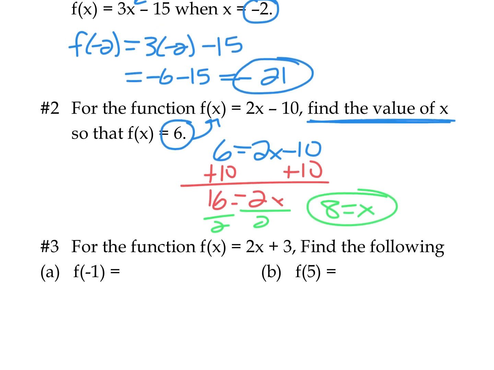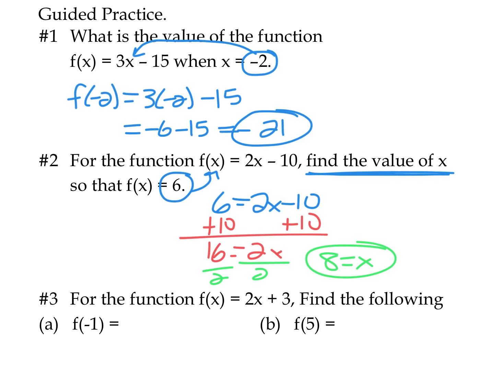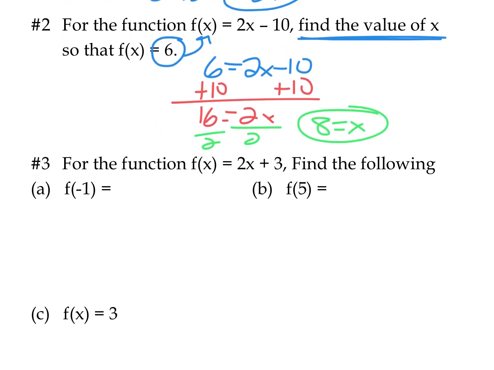So a couple different things here that we saw. In this first example, x was equal to negative 2, so we're putting a negative 2 into the function. Here we know the function value is 6, so we want to find out what x value will make the whole thing come out to a value of 6. So keep in mind the different way those are written, and whether we're solving for the function value or finding the x value.